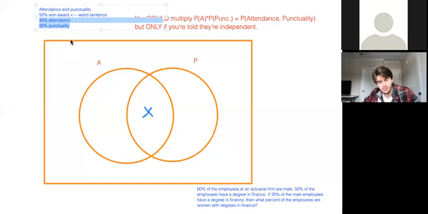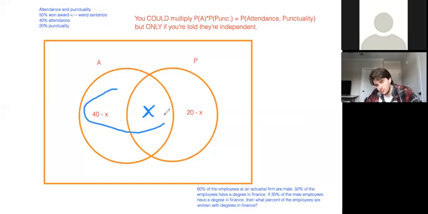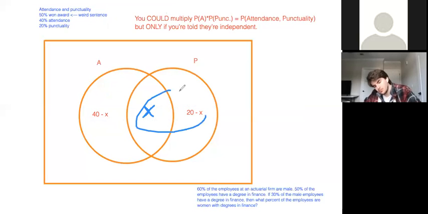So we're going to have to try something else. The alternative route, as I've begun describing, is just calling this middle part X, because we don't know what it is. Is that good so far? Yep. With that in mind, the remaining part of this will be 40% minus X, and this will be 20 minus X. After all, these two things need to add up to 40, and these two things need to add up to 20.